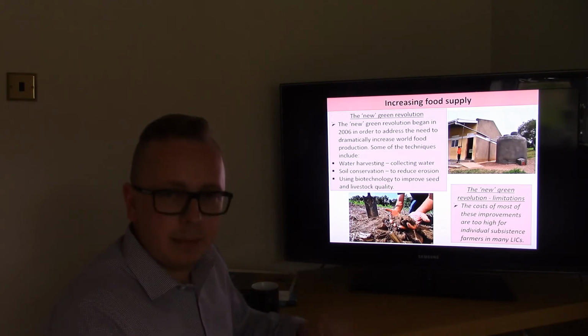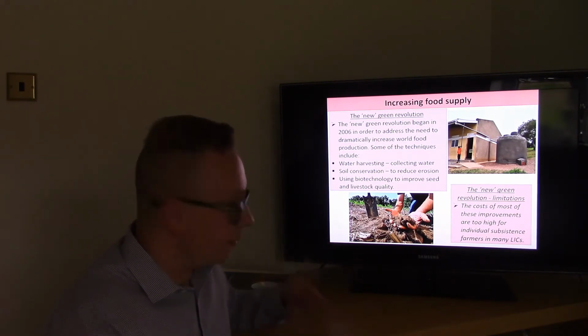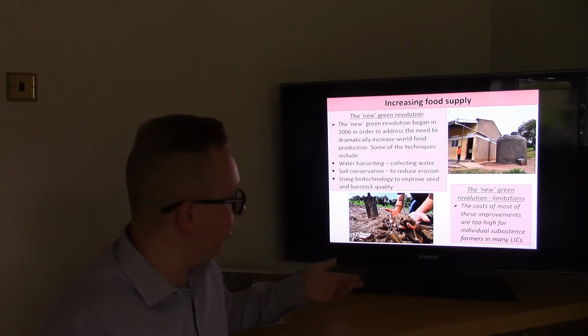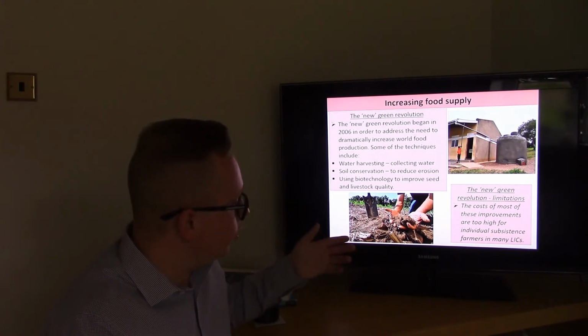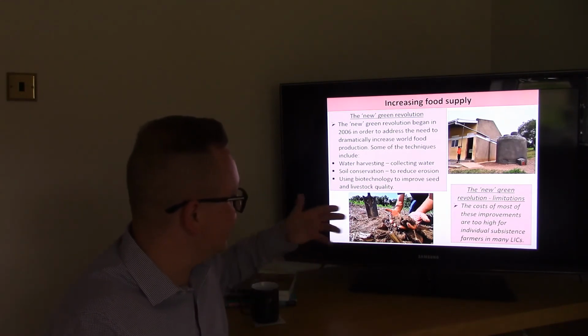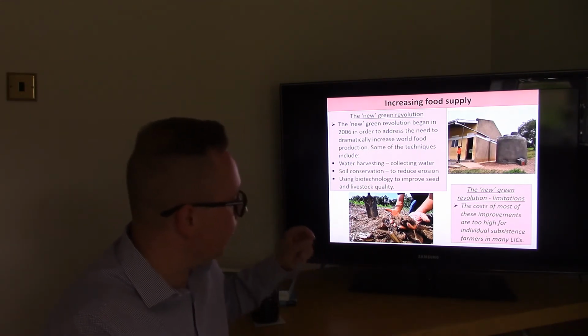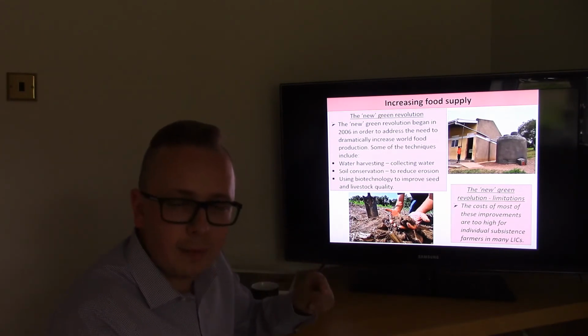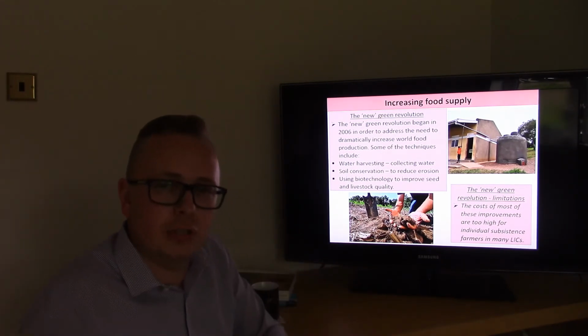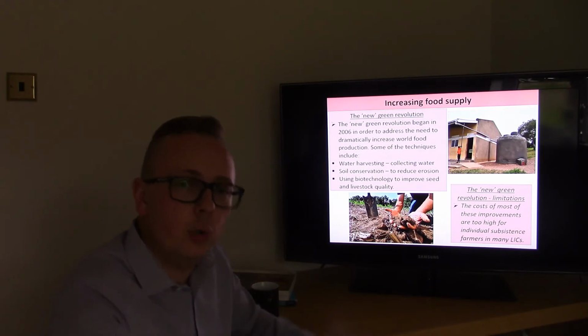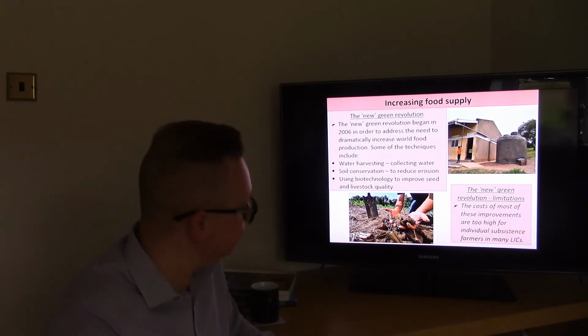Now, similar to one of the main limitations of hydroponics and aeroponics, the New Green Revolution is very expensive. A lot of these techniques are still quite expensive, and so for individual, small-scale farmers in low-income countries, these techniques still might be too expensive for them to access.